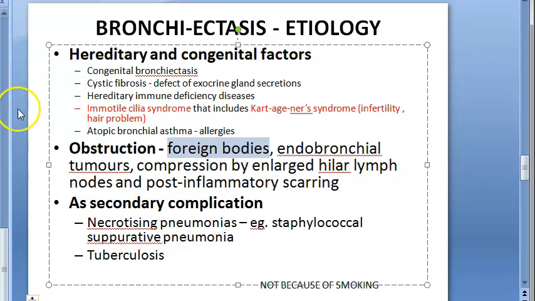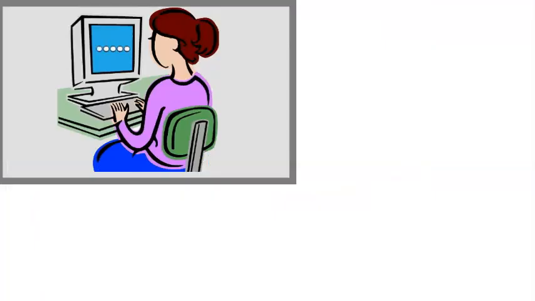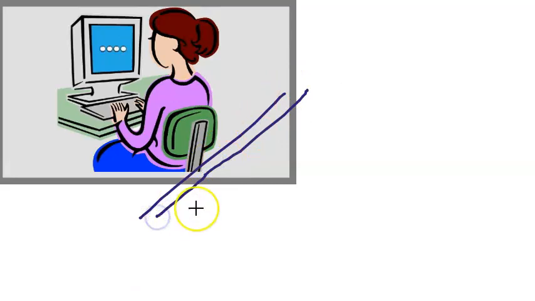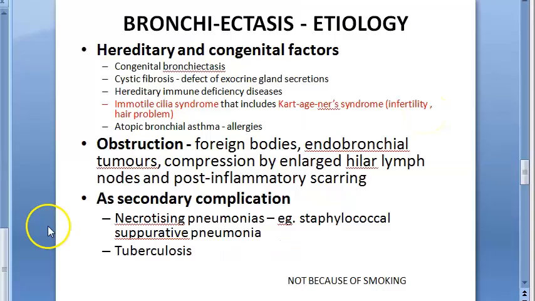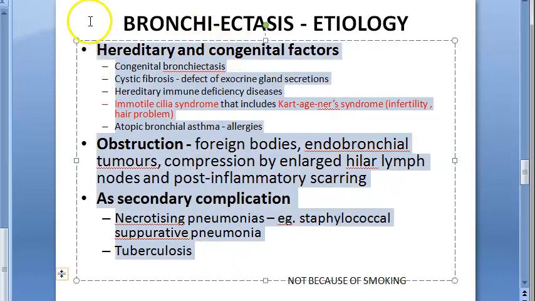Moving on. So guys, is this point clear to you, what exactly this bronchiectasis is? See, this is a normal, let us say, bronchiole. It gets dilated, guys. That's all. Irreversible dilation happens of the bronchi or bronchiole. This irreversible dilation is bronchiectasis. That's all. Okay. Guys, we are done with the etiology of bronchiectasis. Remember, it is not caused because of smoking.